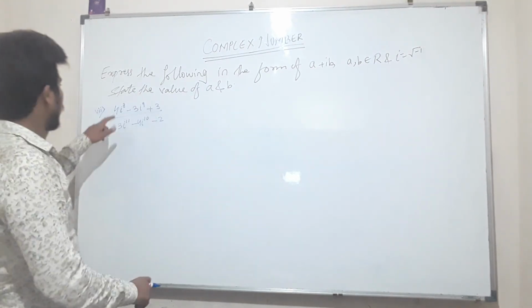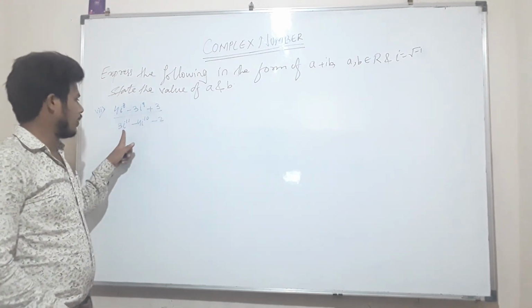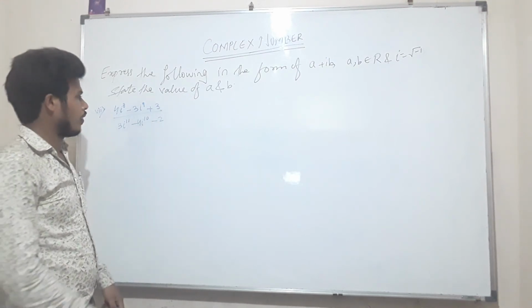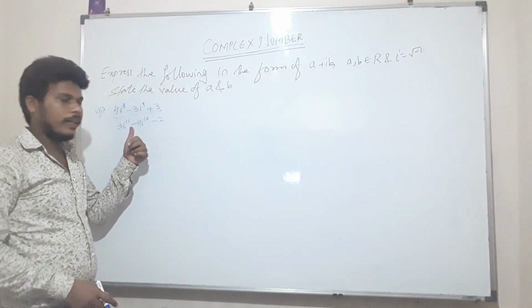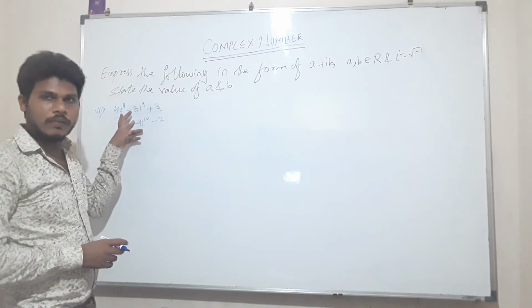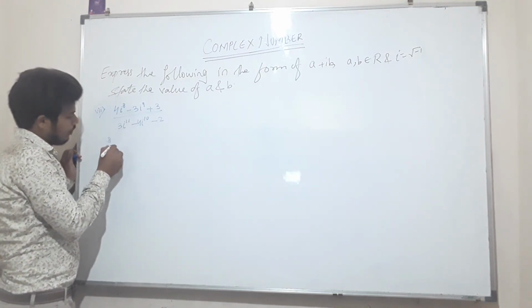Next question is 4i raised to 8 minus 3i raised to 9 plus 3 upon 3i raised to 11 minus 4i raised to 10 minus 2. First we will take the higher powers of i and find their values. First is i raised to 8.